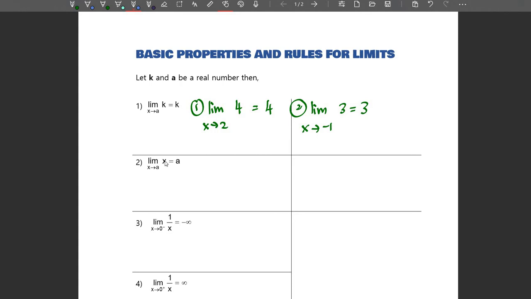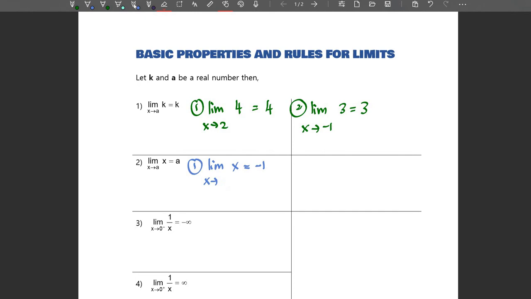Next, the limit of x when x approaches A is equal to A, because we substitute A in x. For example, the limit as x approaches negative 1 of x. That means substituting negative 1 in x, and it is equal to negative 1.